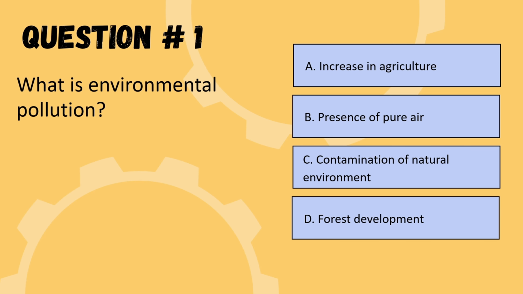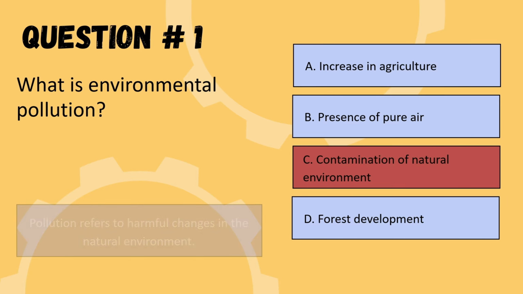Your first question is, what is environmental pollution? So options are increase in agriculture, presence of pure air, contamination of natural environment, or forest development. So your correct option is option number C, contamination of natural environment.